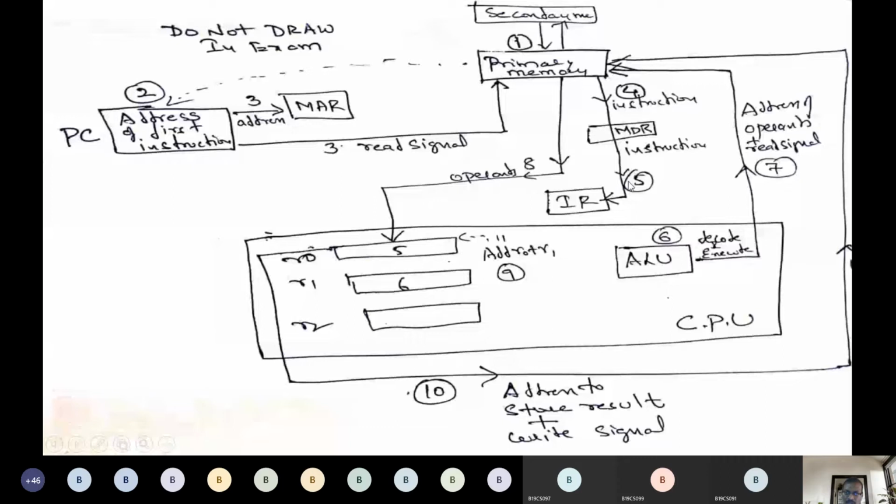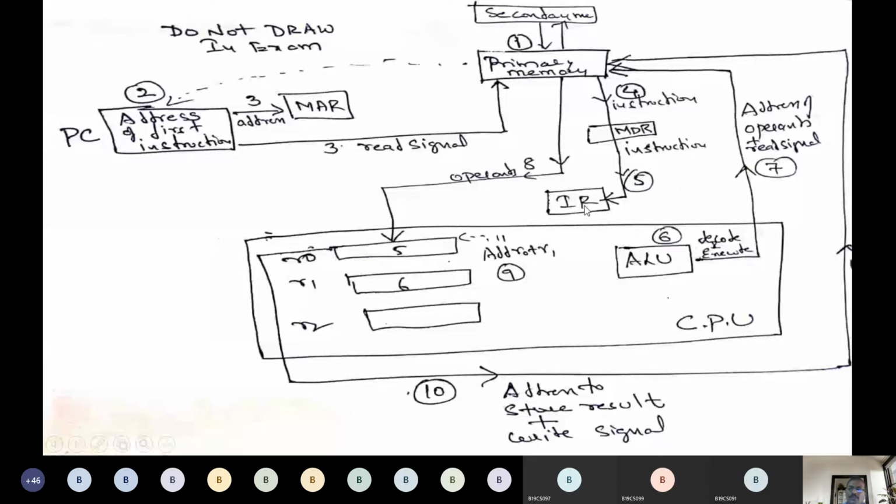I missed it. IR needs to be inside this rectangular box only, because IR is a register inside the CPU. So I understand that at the moment this box is inside the rectangular box, because IR is part of the CPU. Okay, so IR is now loaded with one instruction, the first instruction.